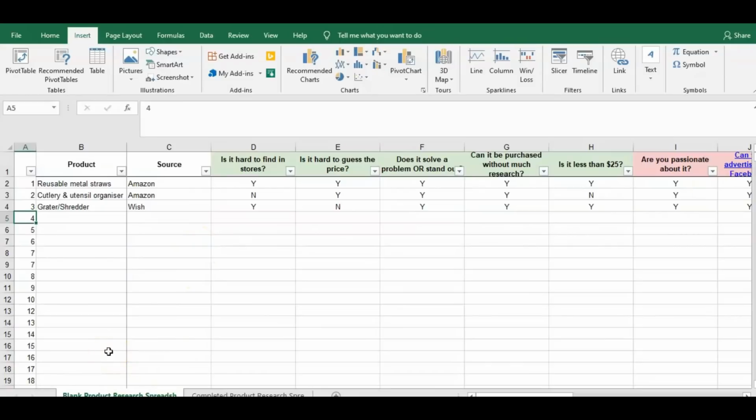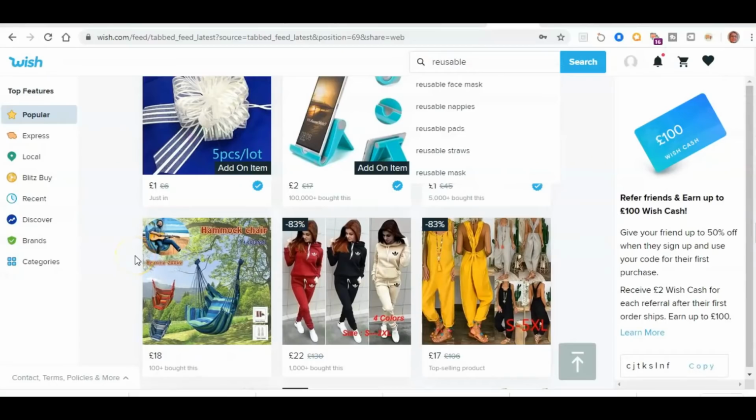But I want to go back to Wish because I've got another idea of what other related products I could put in this store. So here we are back in Wish, and I like the idea of looking at reusable items because obviously this is a very big trend, and isn't one that's going to suddenly disappear.